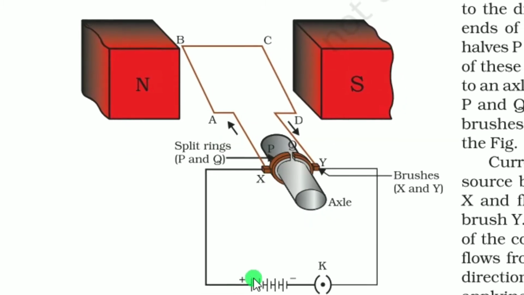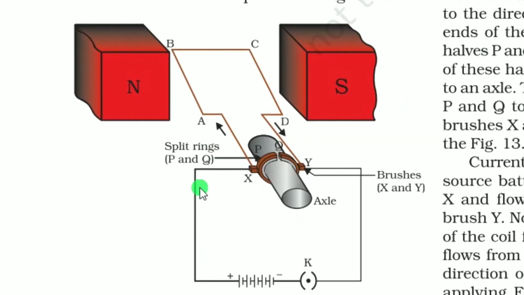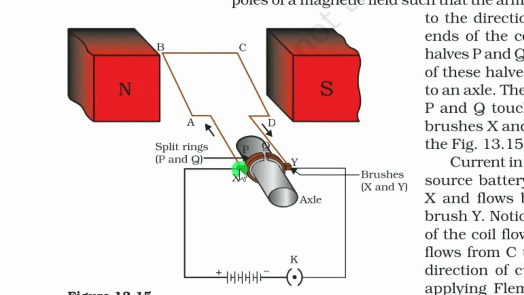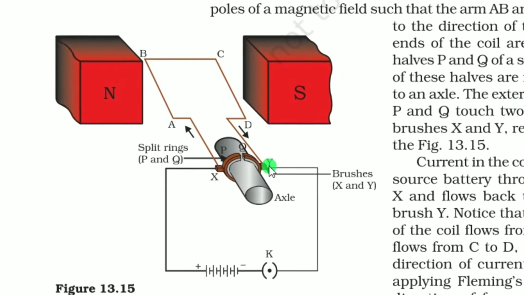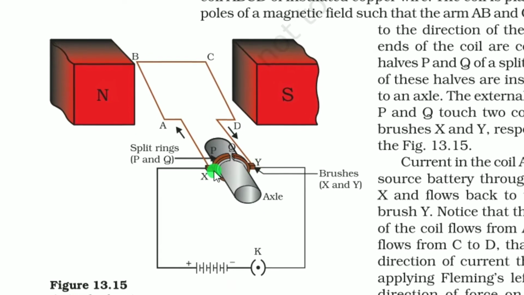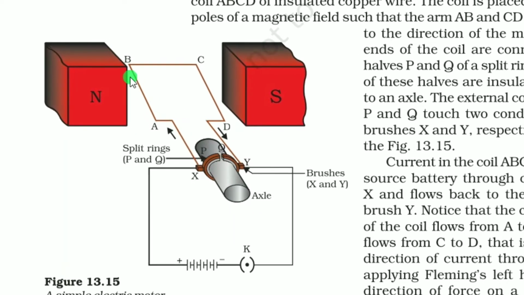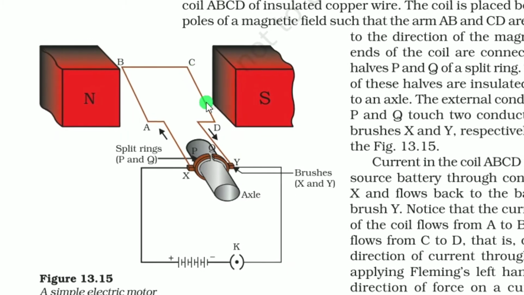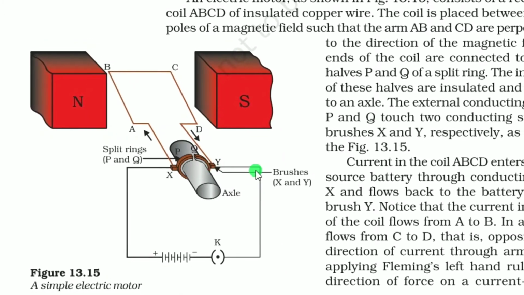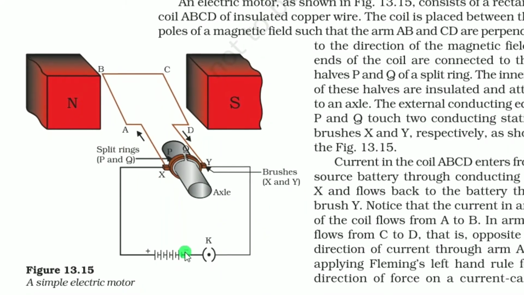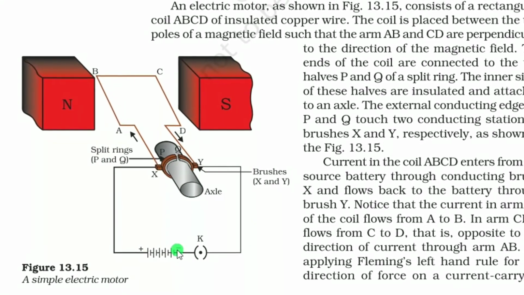And here you can see the positive terminal of the battery. Current flows in this circuit going to X. These X and Y, which we call the brushes, are stationary, they can't move. The current will flow in this direction, AB, then BC, then CD, and finally comes to Y, the second brush, and finally comes to the negative terminal of the battery.